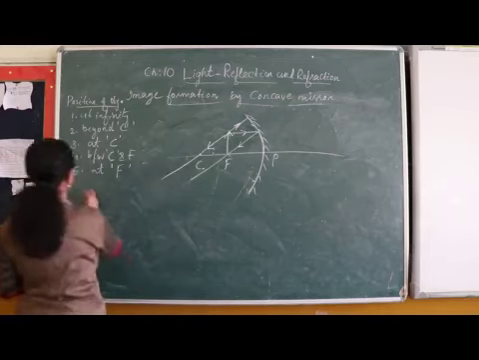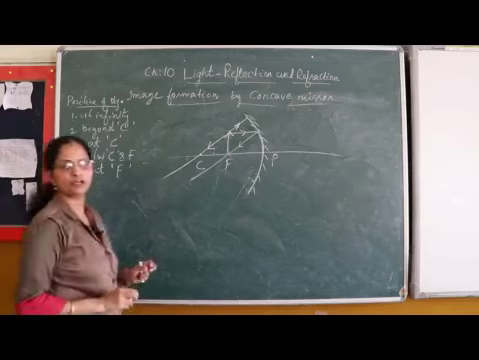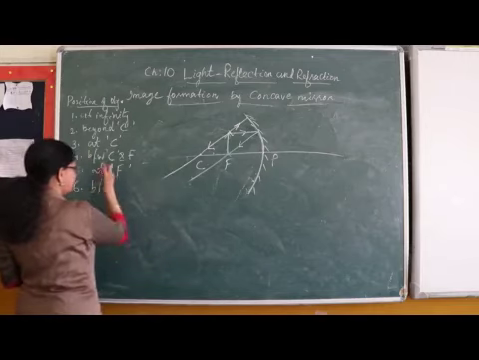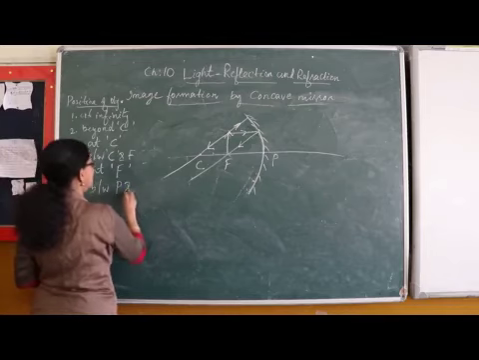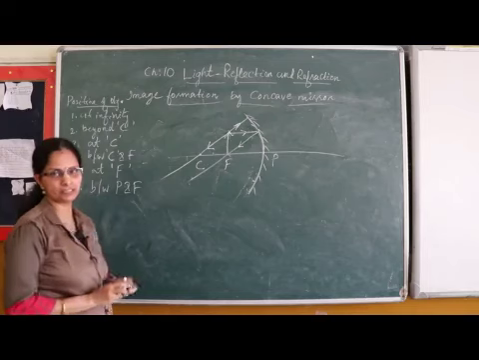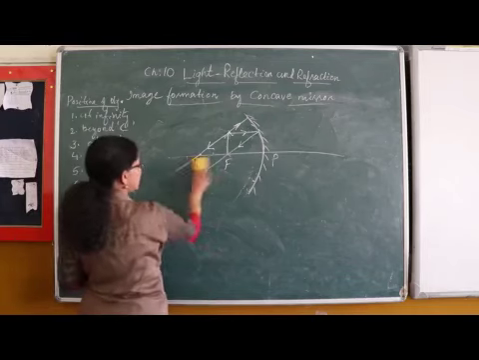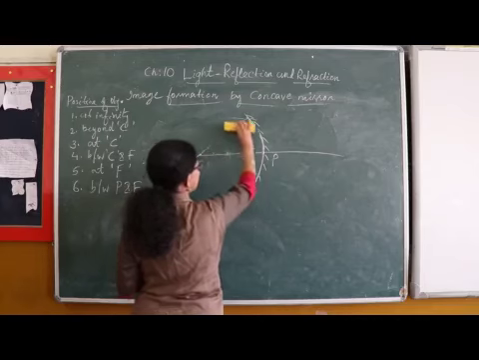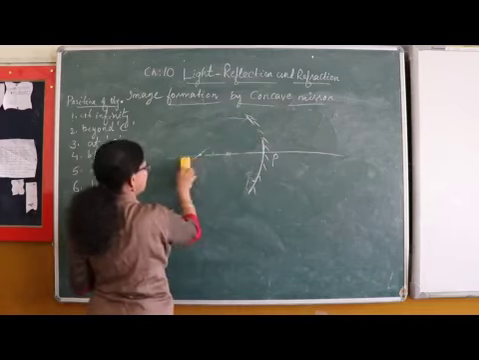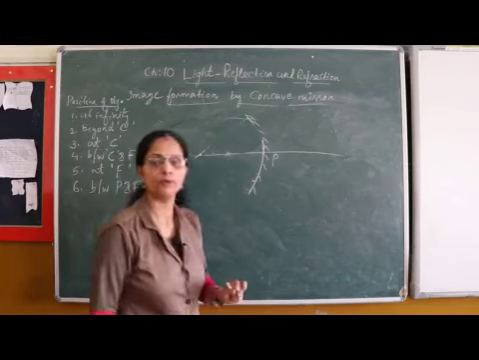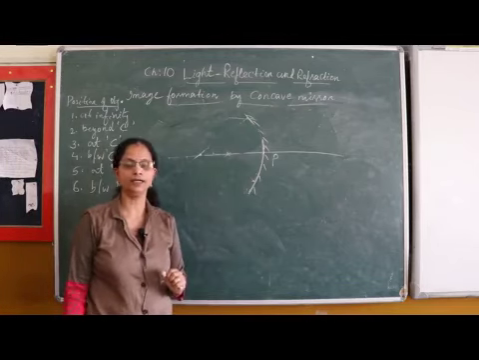The last situation is when the object is between P and F, that means between the pole of the mirror and the principal focus. This is a special case for the concave mirror, somewhat different from the other situations, because in all the other cases, we saw that the concave mirror forms a real image.